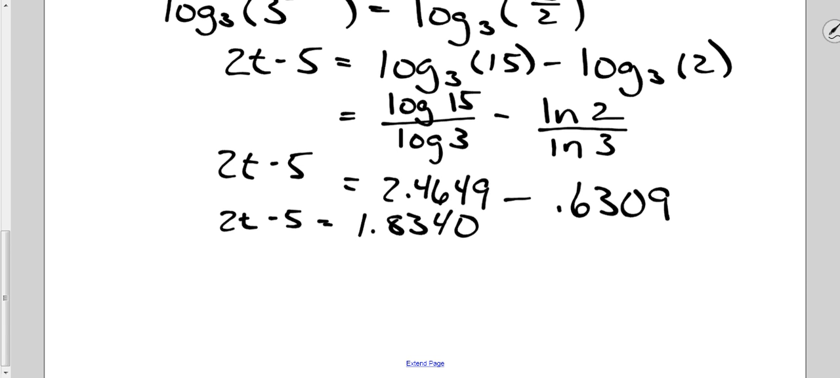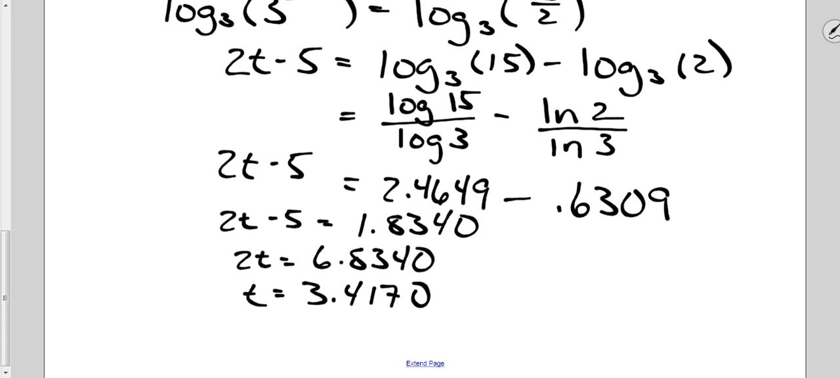Okay, now what? Add 5. Right. 2t equals 6.8340. And then divide by 2. t equals 3.4170.